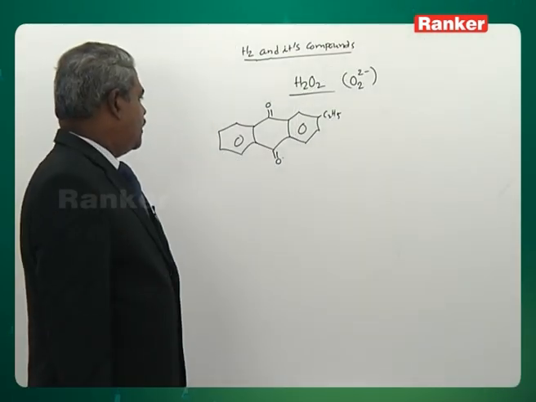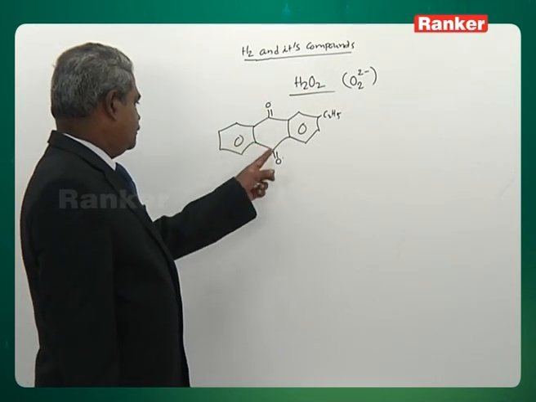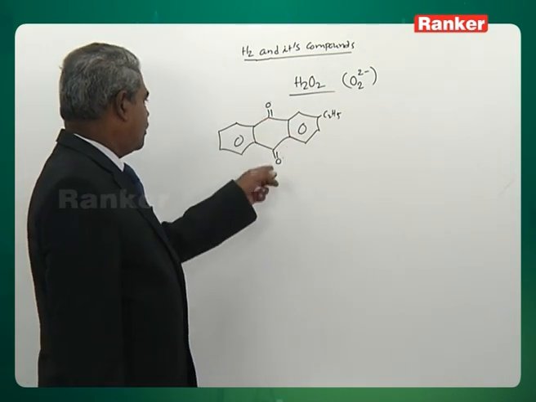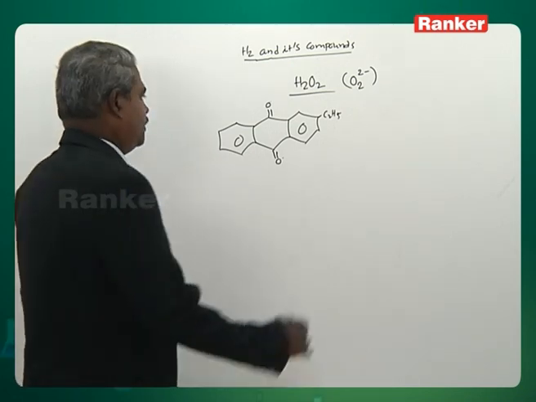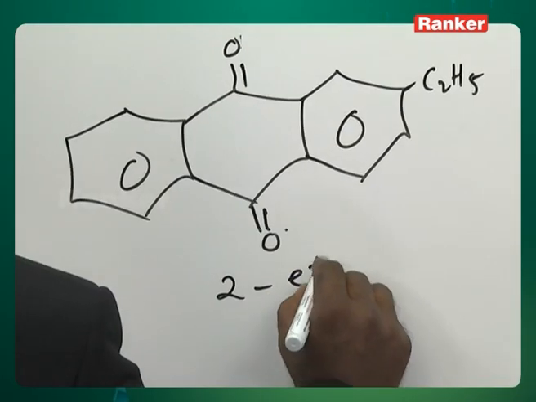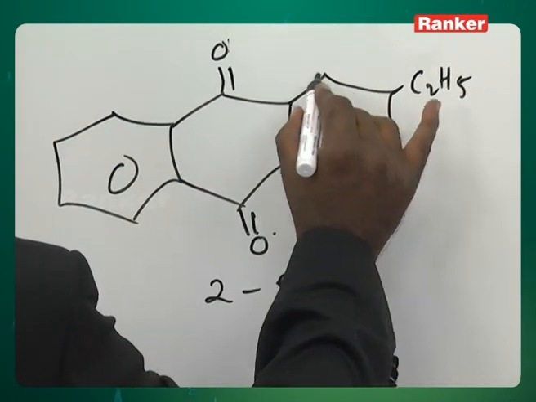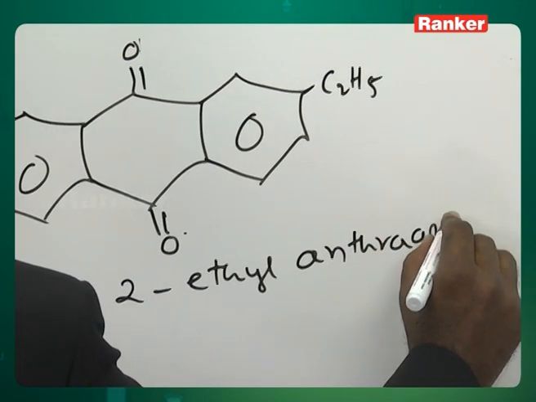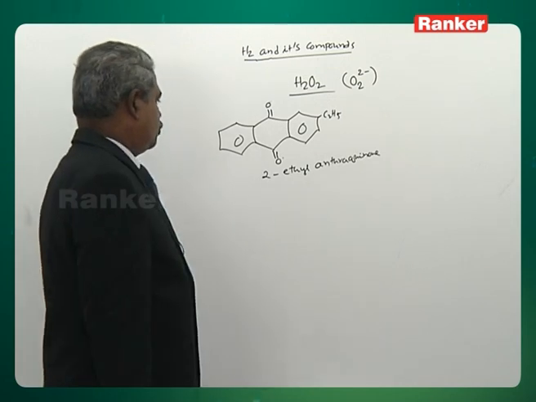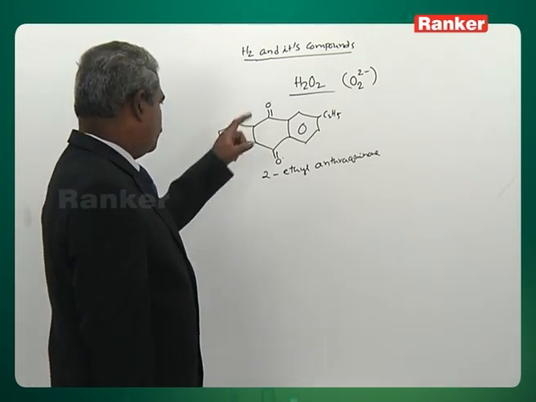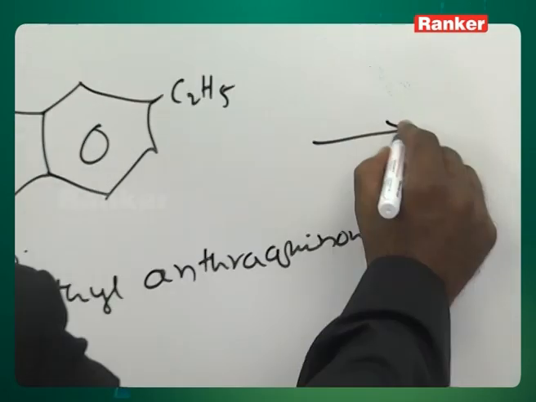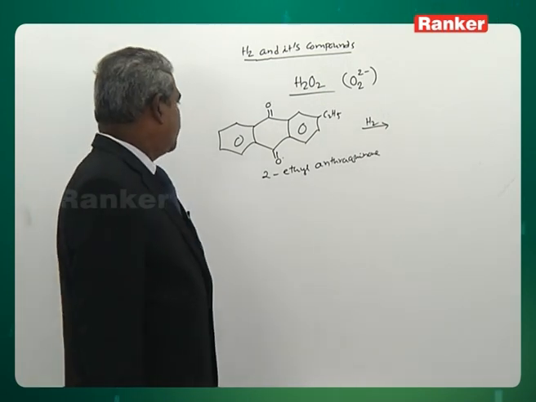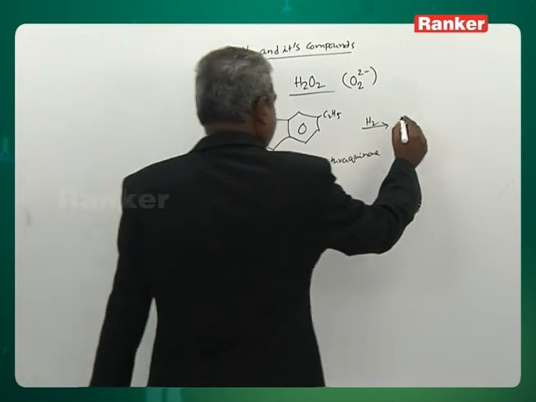This is called anthraquinone. Three fused benzene rings is called anthracene, and with double bonds like this, it is called anthraquinone. This is 2-ethyl anthraquinone. You start the numbering here, 1, 2. 2-ethyl anthraquinone, a ketone. You just heat that with hydrogen, of course in the presence of palladium, H2. What will happen? You will get 2 OH here.